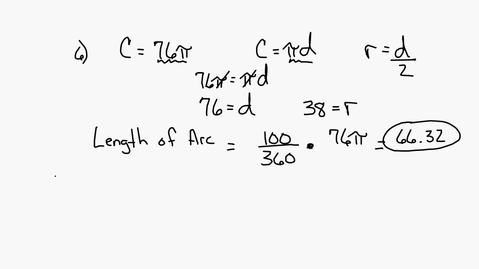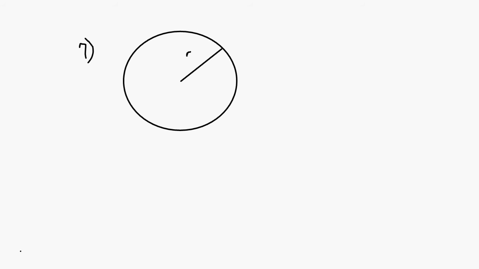Number 7. Find the area of a circle. Leave your answer in terms of pi. The area of a circle is equal to pi times the radius squared. And in this case, the radius is 7.7, so your area is going to be equal to pi times 7.7 squared.